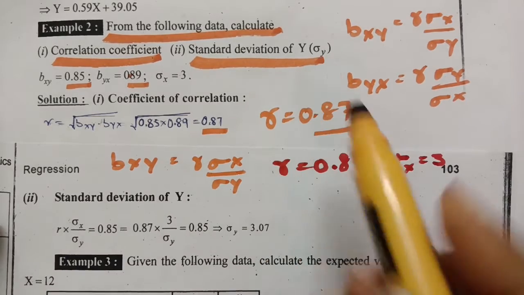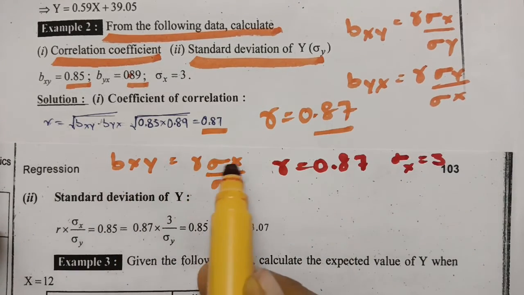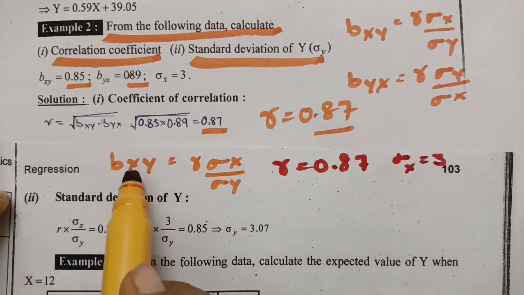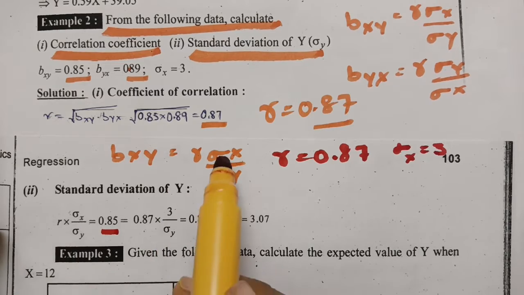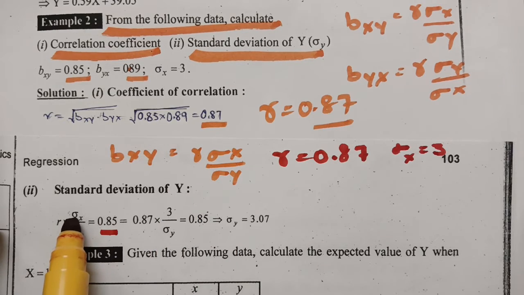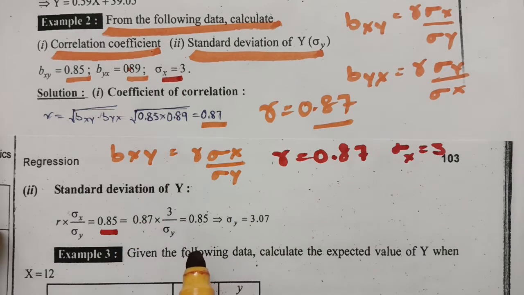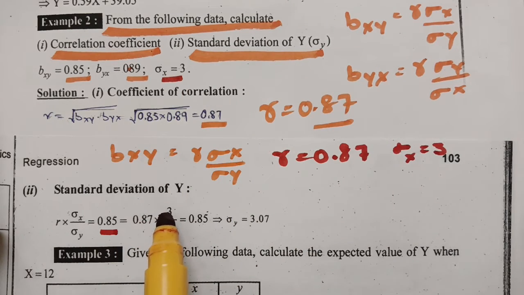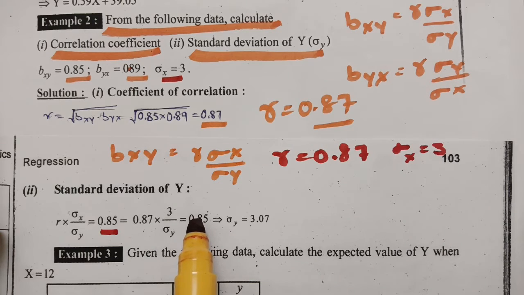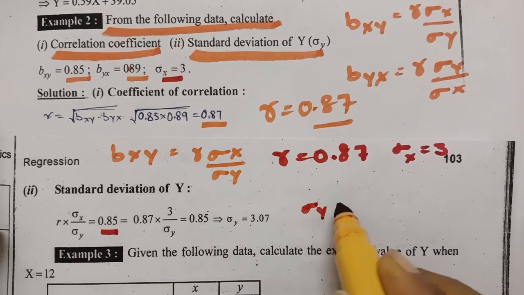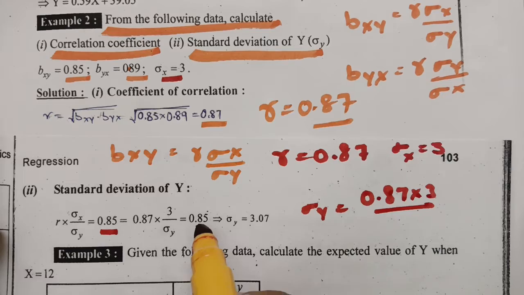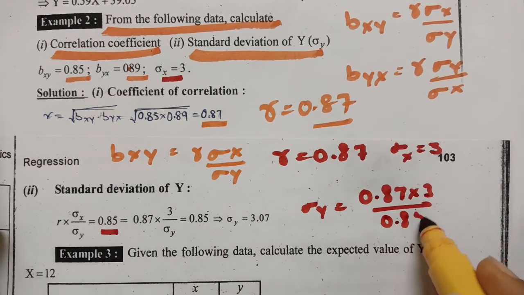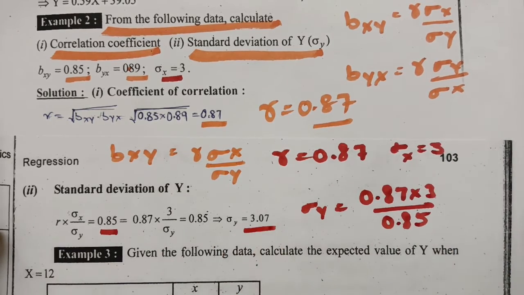Now we are going to calculate sigma y. See here, bxy is equal to r times sigma x by sigma y. What is the bxy value? This is 0.85. This is r times sigma x by sigma y. What is the sigma x value here? Sigma x value here is 3. So if I substitute sigma x as 3 and r as 0.87, sigma y will be, if I send sigma y to the other side, sigma y is equal to 0.87 into 3 by 0.85, which is equal to 3.07.